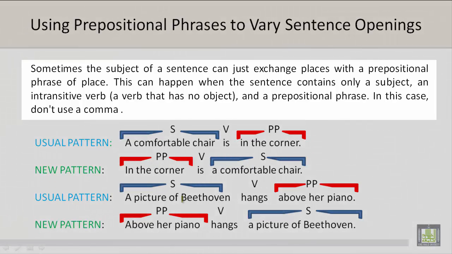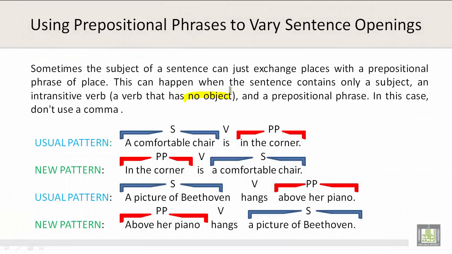Sometimes the subject of a sentence can just exchange places with a prepositional phrase of place. This can happen when the sentence contains only a subject and an intransitive verb, a verb that has no object, and a prepositional phrase. In this case, don't use a comma.